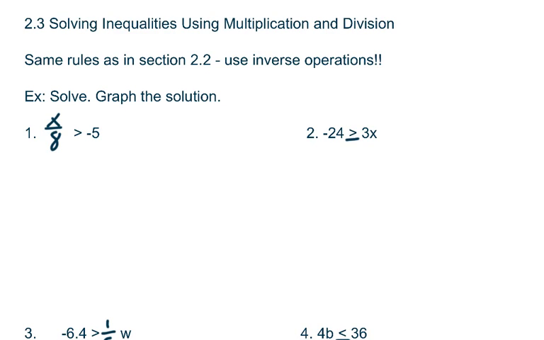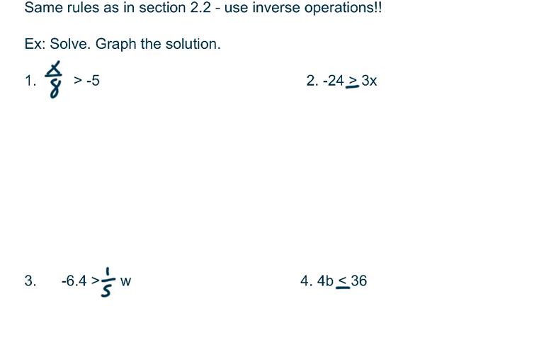Section 2.3, solving inequalities using multiplication and division. In section 2.3, we're basically using the same rules as 2.2. We're going to use inverse operations. In example number 1 here, we're dividing, so we're going to undo that by multiplying. Here in number 2, we're multiplying, so we're going to undo that by dividing. The rules don't change.